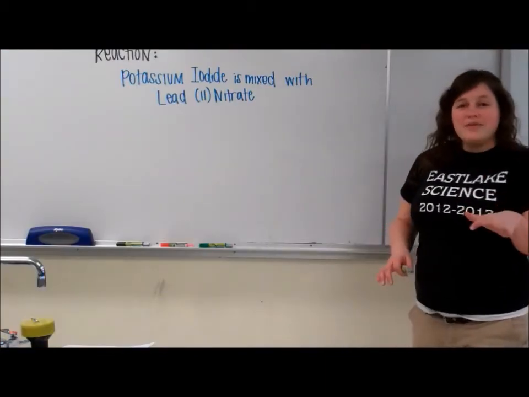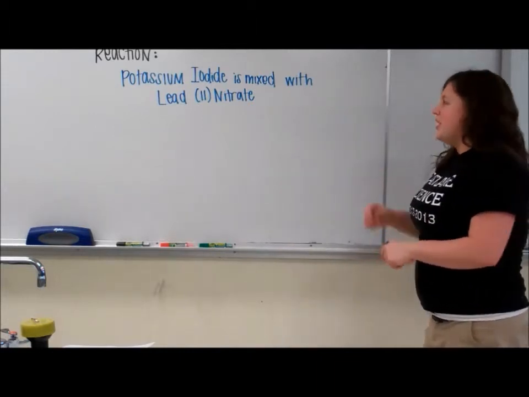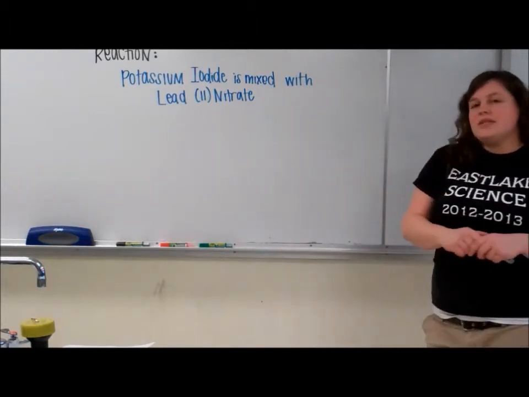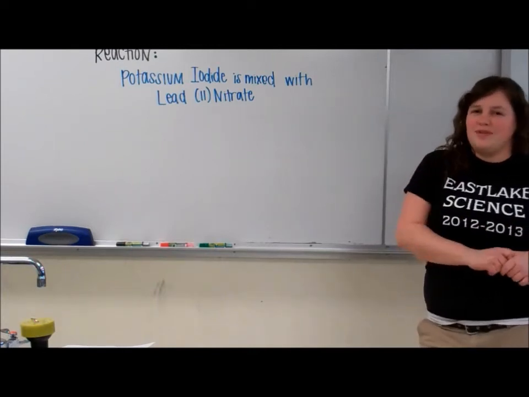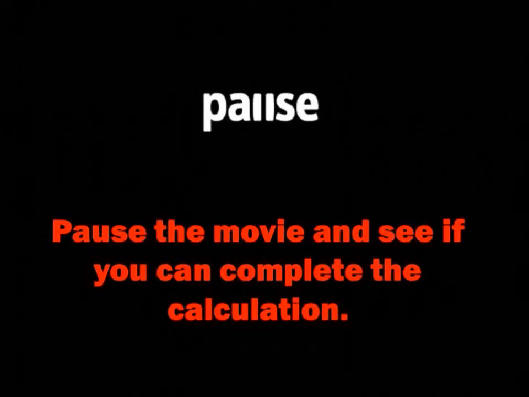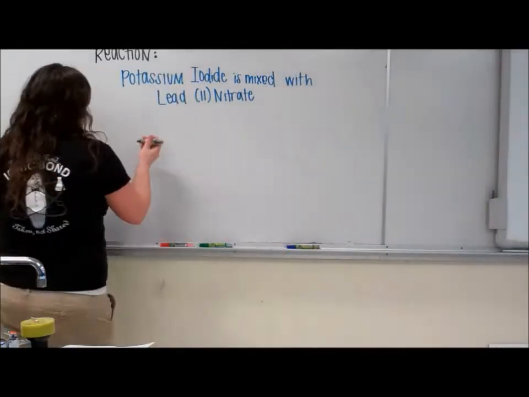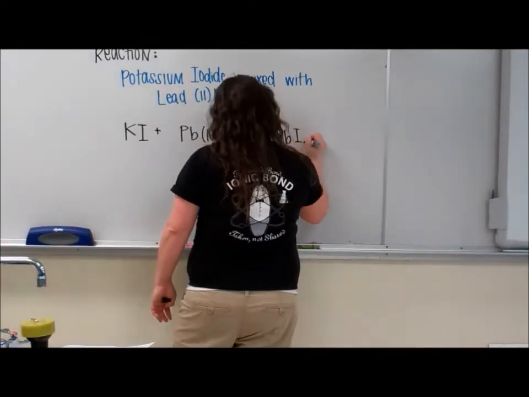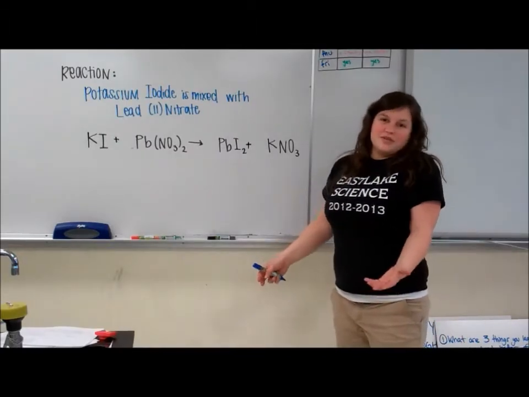Alright, now that we looked at some real-world examples, let's look at some actual chemicals. If I've got potassium iodide and I mix it with lead nitrate, can you write the balanced equation? Pause the movie and see if you can figure that out. So you should have... Alright, so we wrote out our equation. Now all we need to do is balance it.